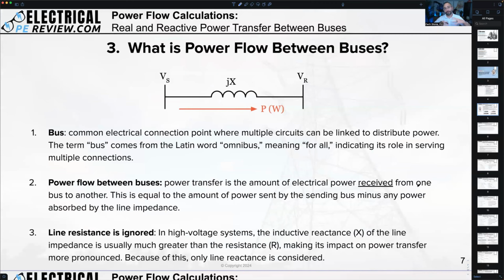All right, so what the heck is power flow between buses? We've got two buses here on your screen. We've got a sending bus and a receiving bus. That's what those subscripts stand for, VS and VR. And we have a line reactance connecting the two buses.